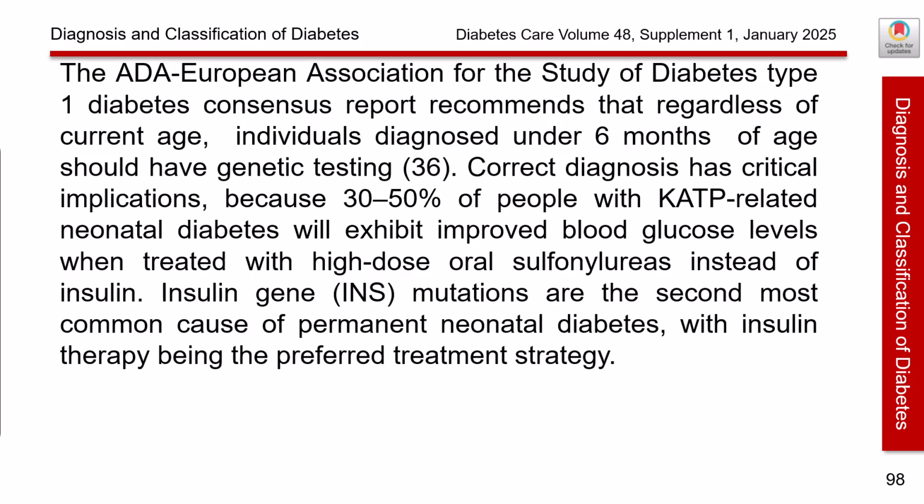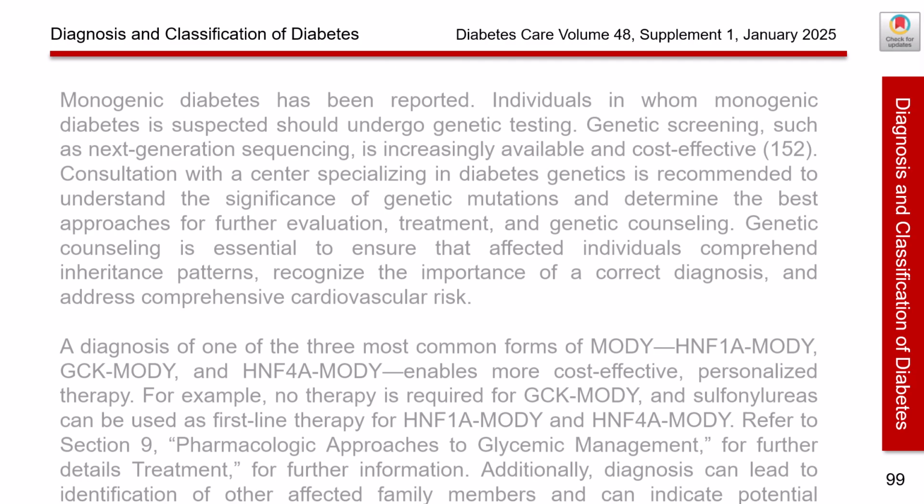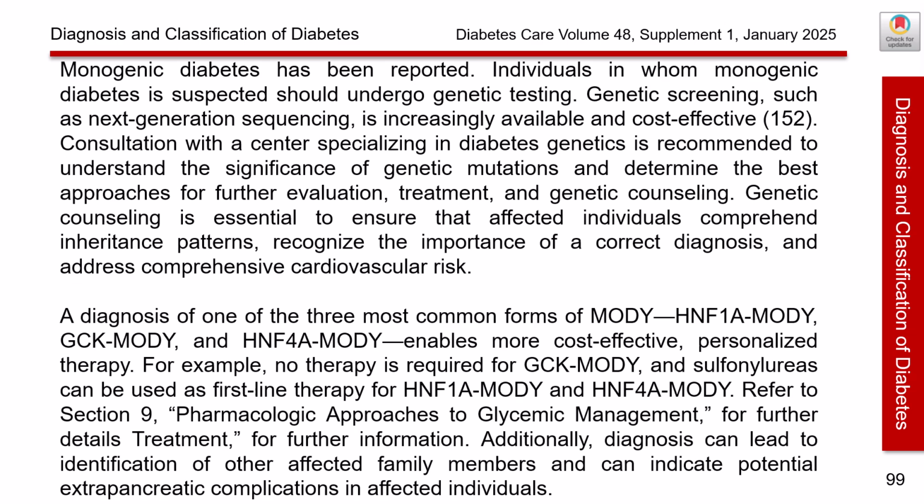Insulin gene mutations are the second most common cause of permanent neonatal diabetes, with insulin therapy being the preferred treatment strategy. Monogenic diabetes has been reported. Individuals in whom monogenic diabetes is suspected should undergo genetic testing. Genetic screening, such as next-generation sequencing, is increasingly available and cost-effective.